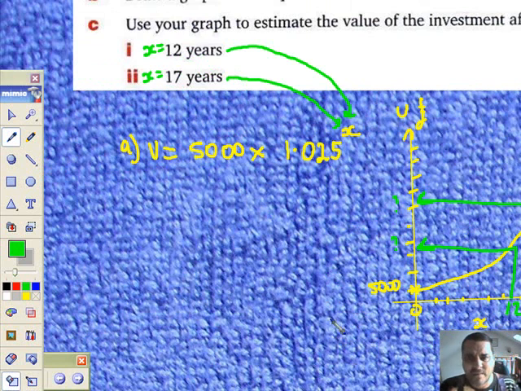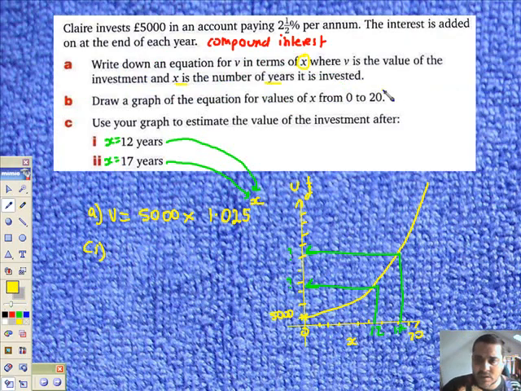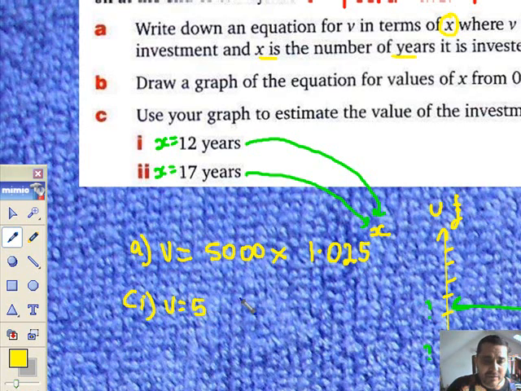I'm trying to save time here. It's not necessary to draw a graph for that. So let me just calculate it. So go back to yellow then. That's that down there. I'm going to go the value of my investment, not reading off a graph but calculating it. Remember, I've got a calculator. It'll be 5,000 times 1.025 to the power of 12 years.